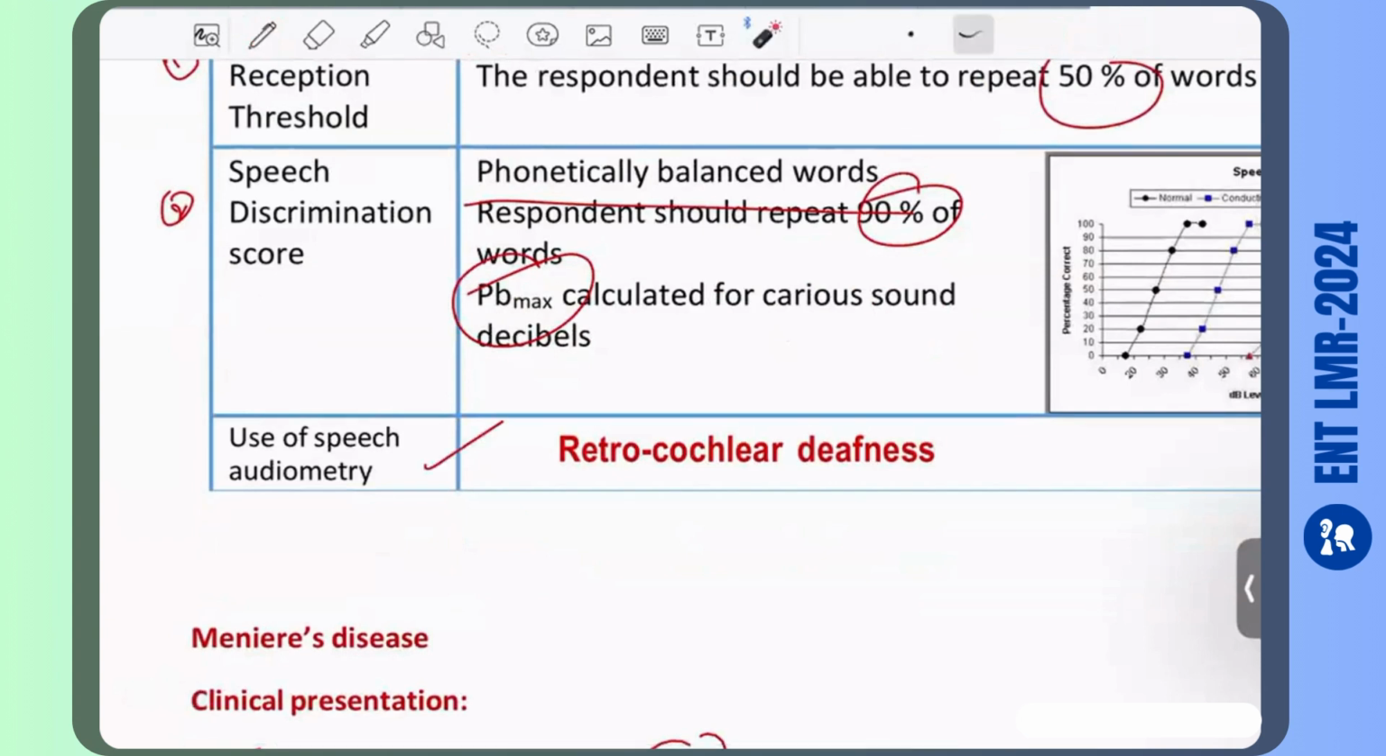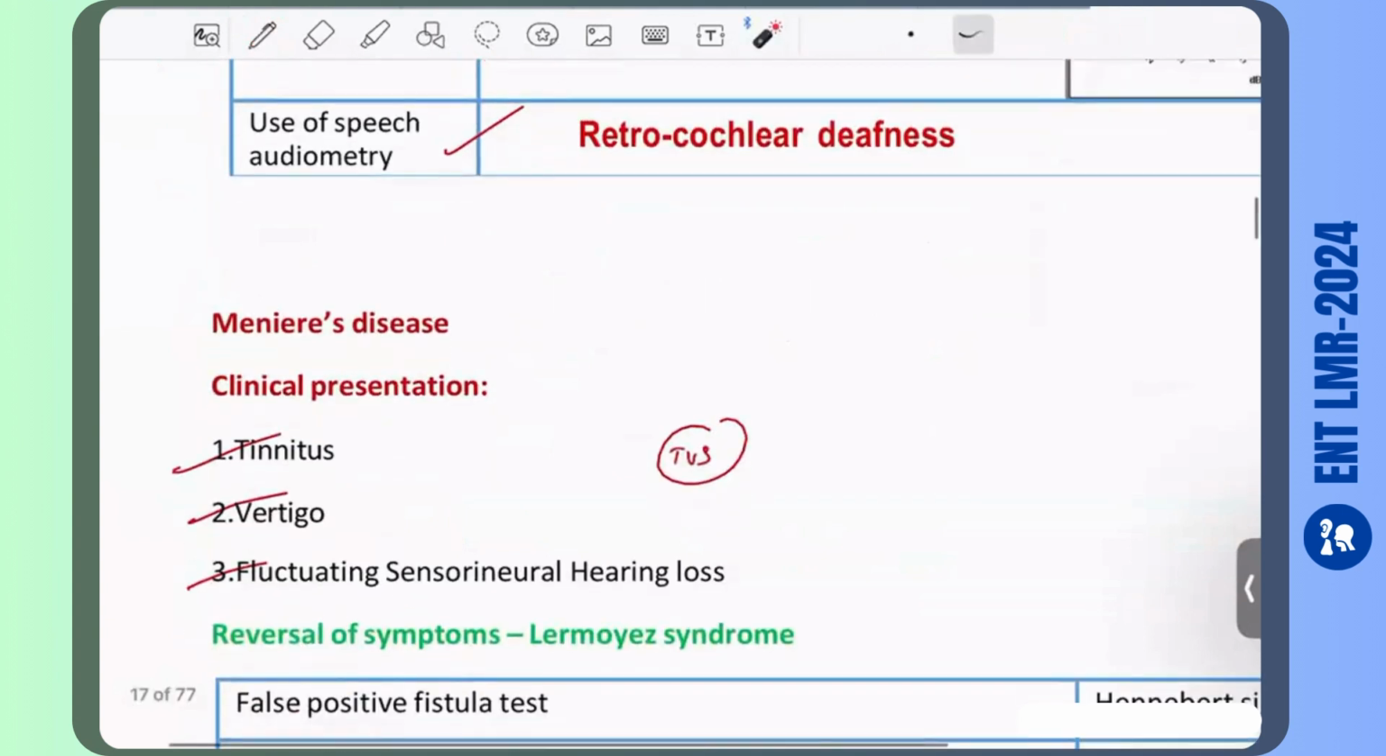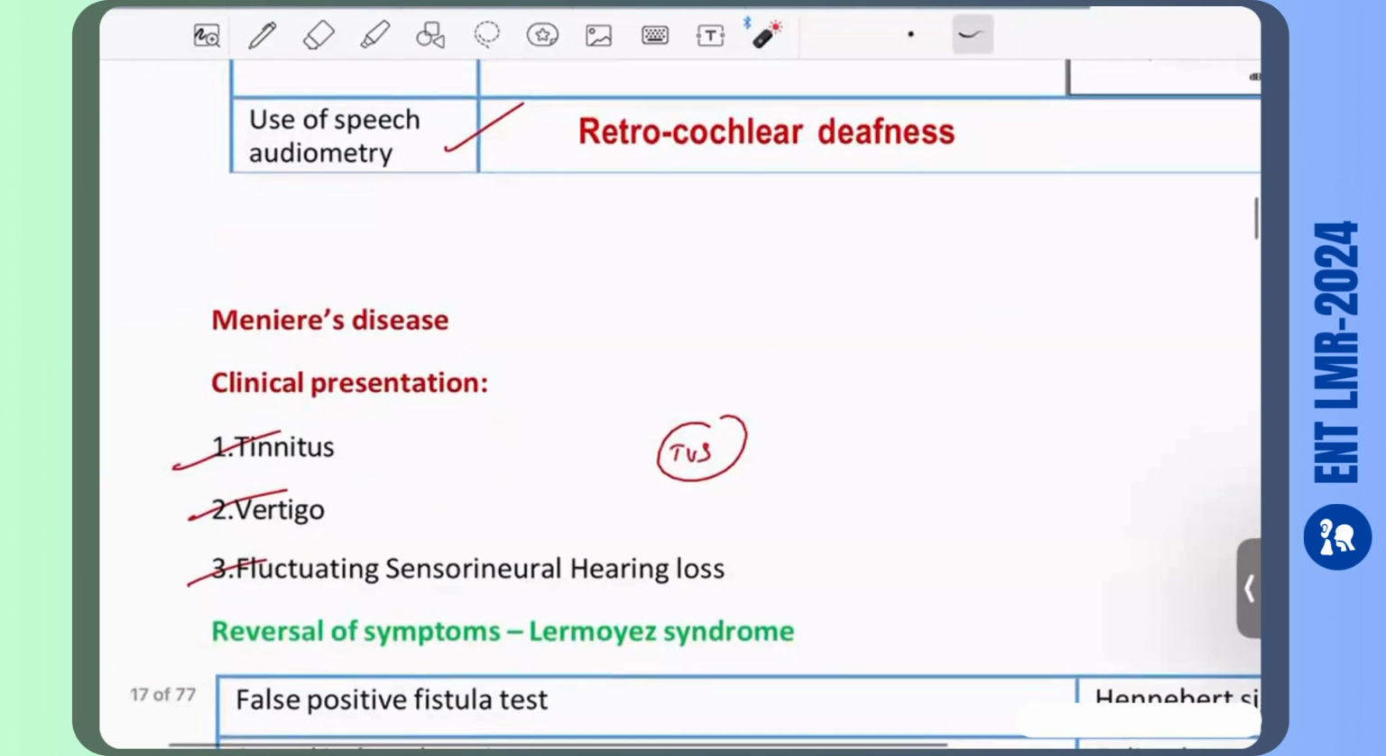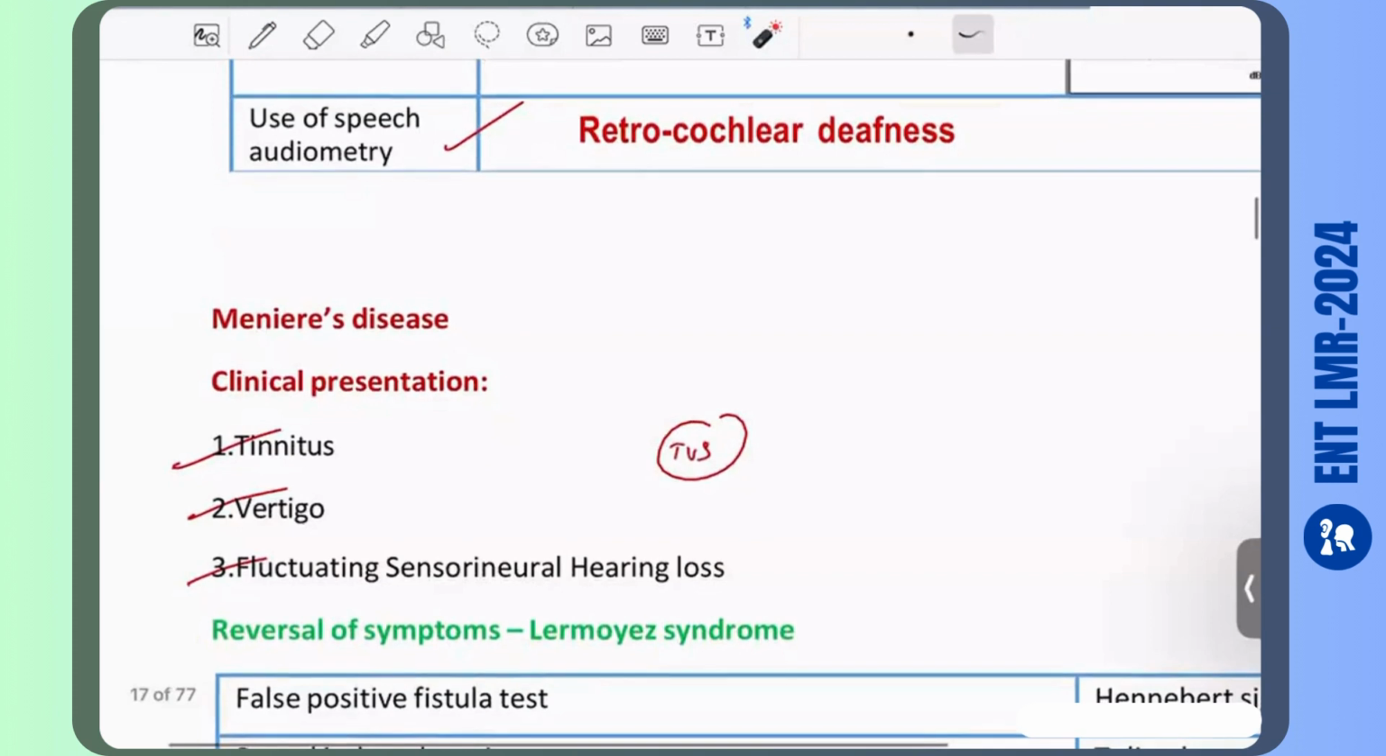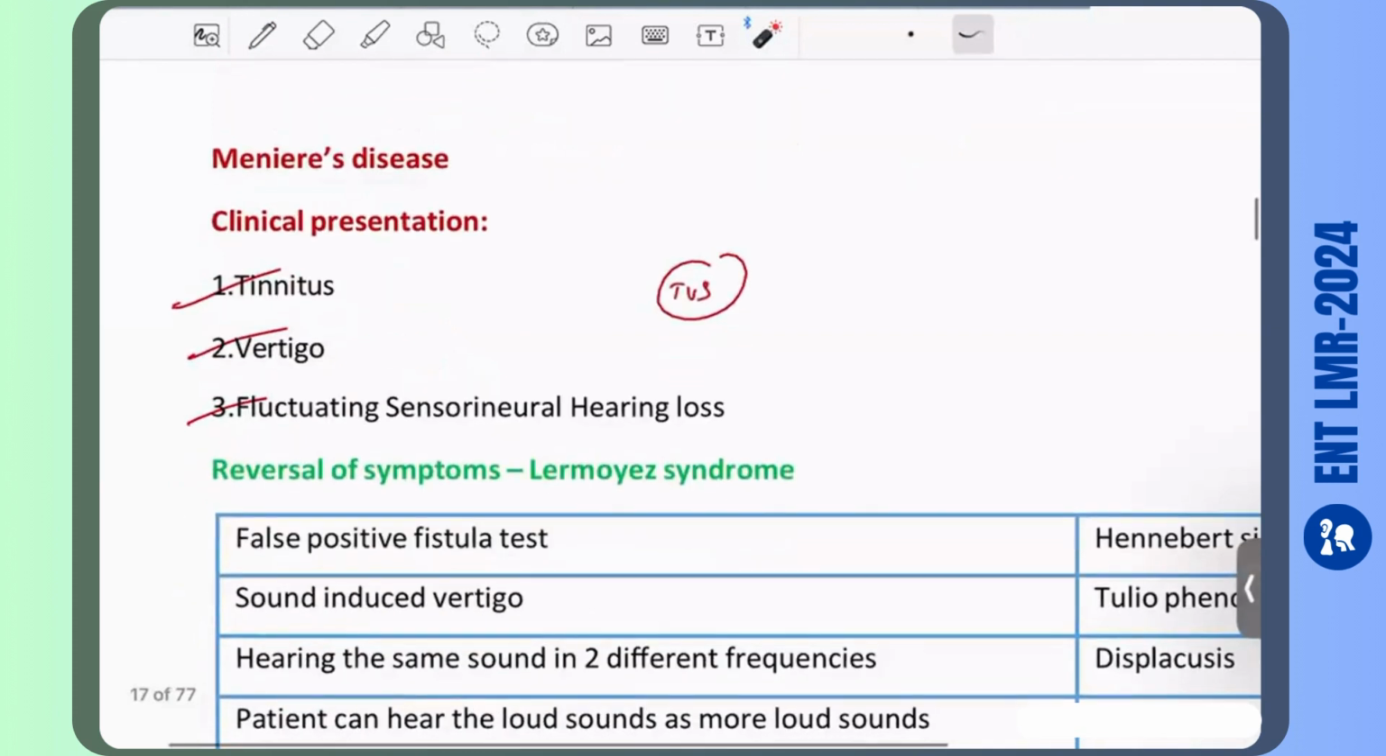Okay. Now we have seen the recruitment phenomenon. We have seen two diseases with recruitment phenomenon, which are Meniere's disease and age-related hearing loss. So Meniere's disease, what is the clinical presentation? Very easy. TVS: tinnitus, vertigo, fluctuating sensorineural hearing loss. If there is reversal of symptoms, we call it Lermoyez syndrome.